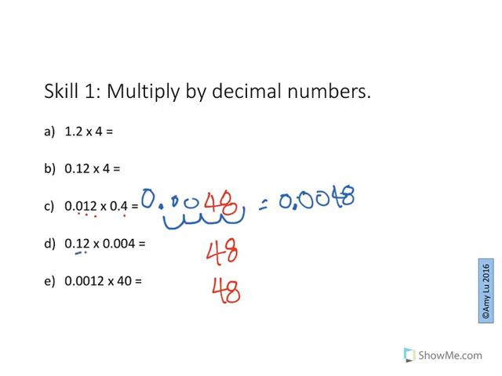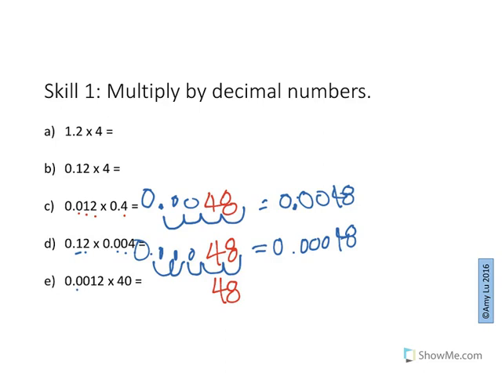In D, there are 1, 2, 3, 4, 5 numbers behind a decimal. The decimal lands, 0 goes in front, and we fill each gap with 0. 1, 2, 3. Therefore, the answer here is 0.00048.